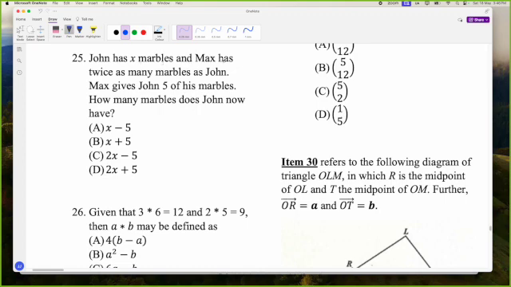John has x marbles and Max has twice as many as John. So John has x and Max has twice the amount, so 2x. Max gives John 5 of his marbles. So that means Max will lose 5 and John will gain 5. How many marbles does John now have? x plus 5.